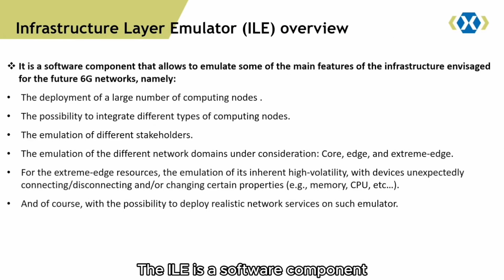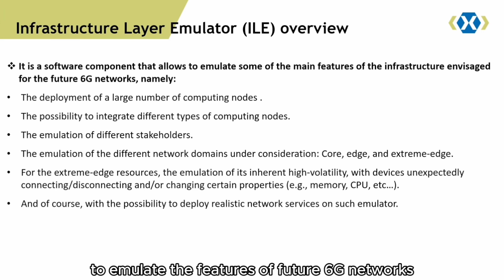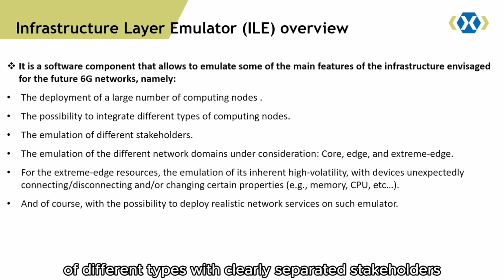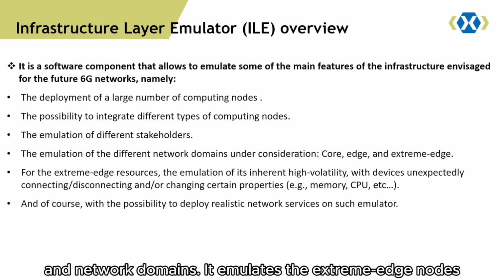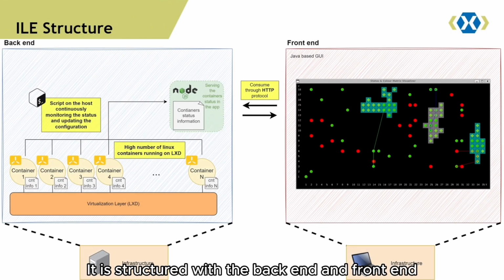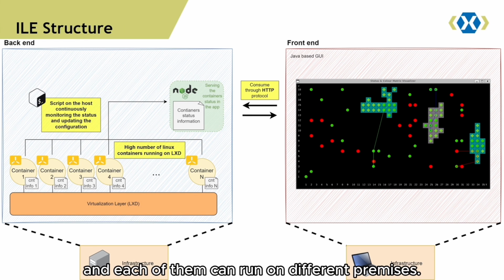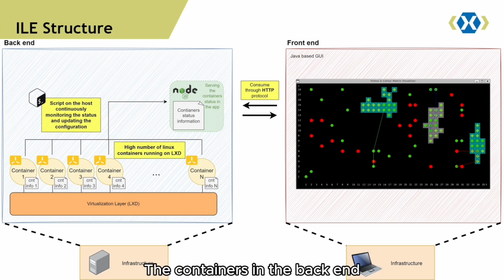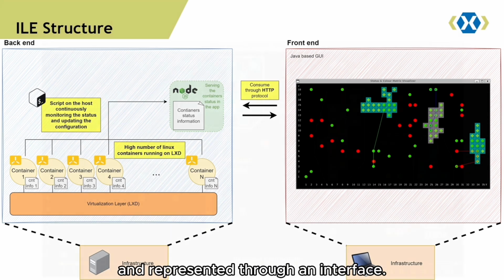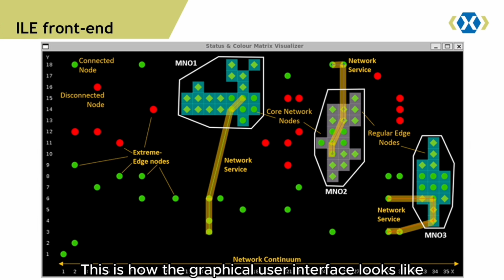The ILE is a software component to emulate the features of future 6G networks, allowing to deploy a high number of nodes of different types, with clearly separated stakeholders and network domains. It emulates the extreme edge node's volatility and allows to deploy realistic network services. It is structured with the back-end and front-end, and each of them can run on different premises. The containers in the back-end generate information that is consumed by the front-end and represented through an interface. This is how the graphical user interface looks like, with separated stakeholders, network domains, and services.